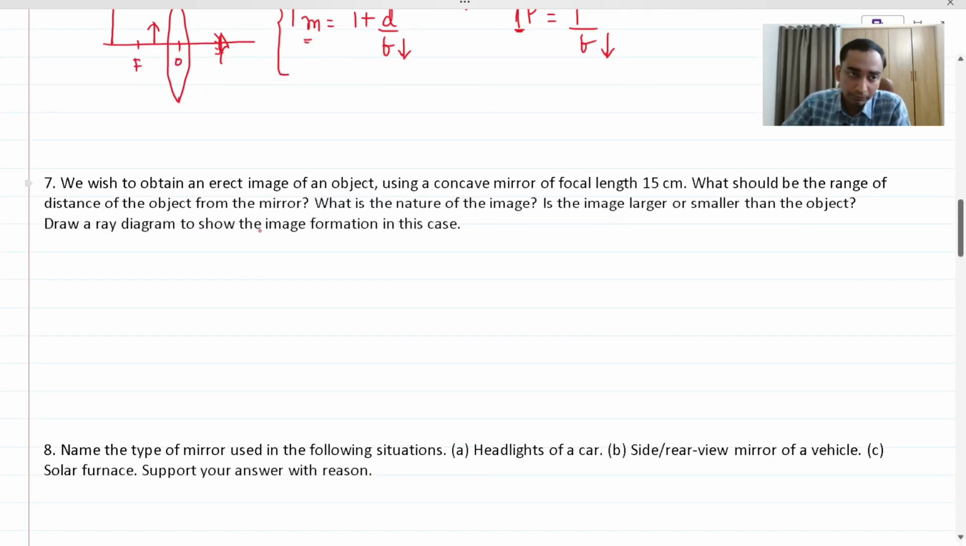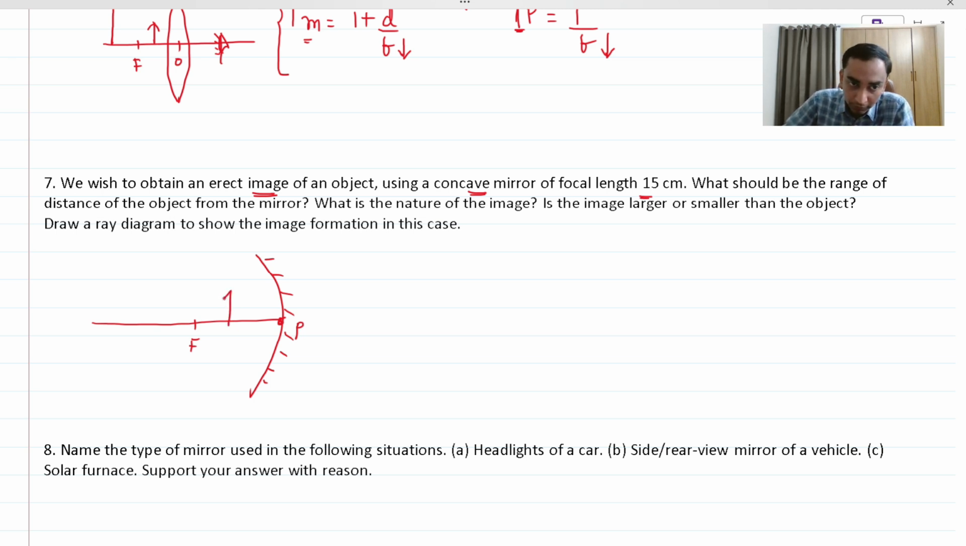Question number 7. We wish to obtain an erect image of an object using a concave mirror of focal length. So first of all, if you want to have an erect image, there is only one position, that is between the pole and the focus. You keep the object here, and if it is a virtual image, images are always behind the mirror. You will get the image like this. This is the object, this is the image. The image is magnified, behind the mirror, right?